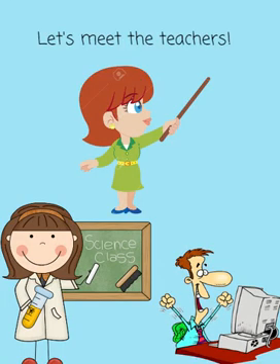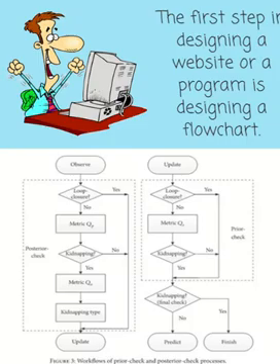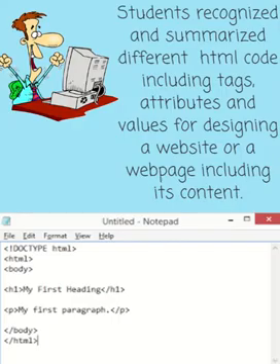Let's meet the teachers. The first step in designing a website or a program is designing a flowchart. A flowchart is the basis, or the fundamentals, of building a program or a website. The computer science teacher said students recognized and summarized different HTML code, including tags, attributes, and values for designing a website or web page, including its content. And a sample of code is shown below.